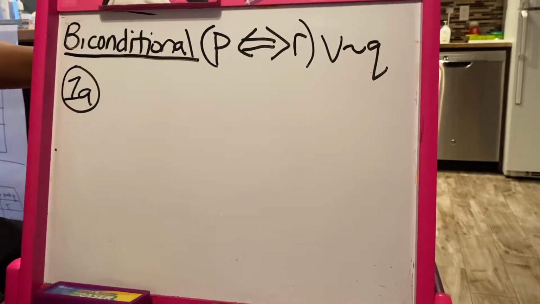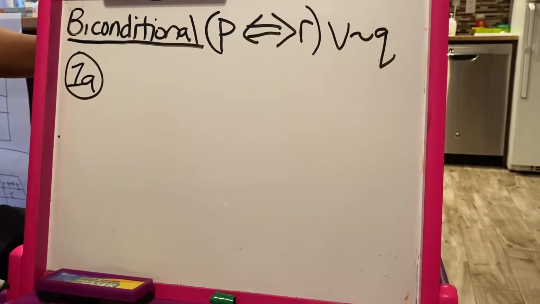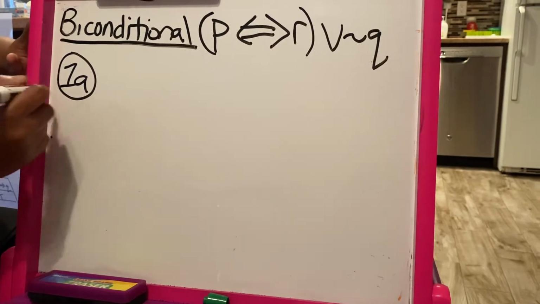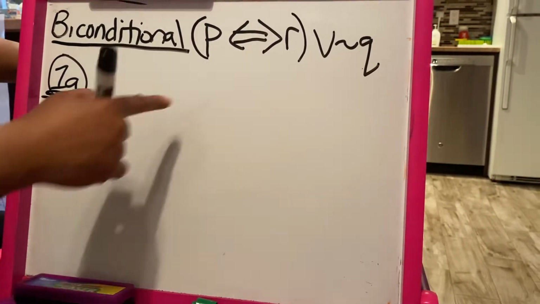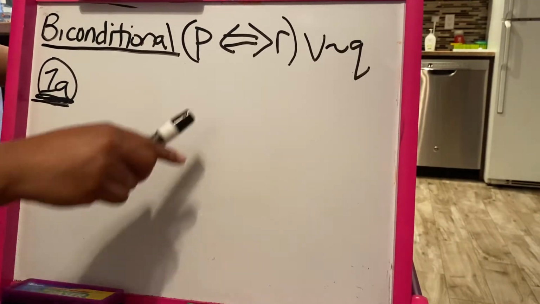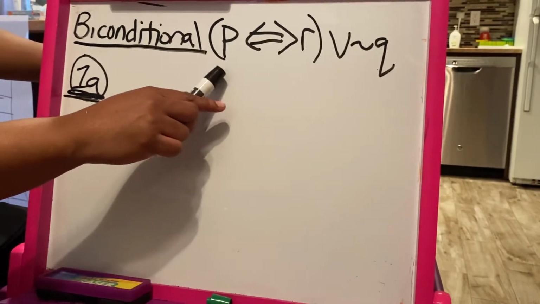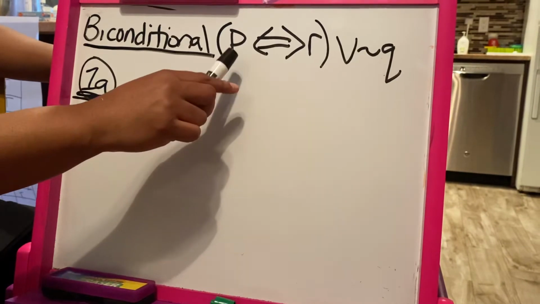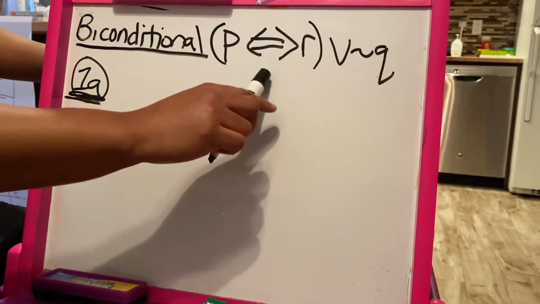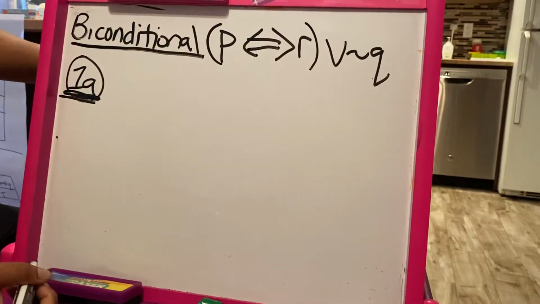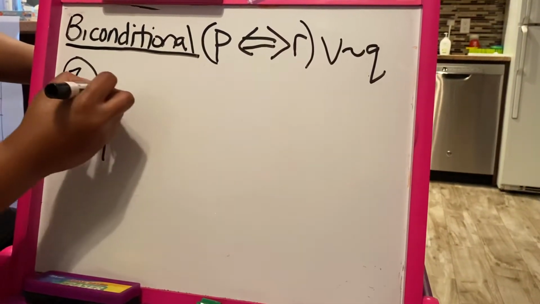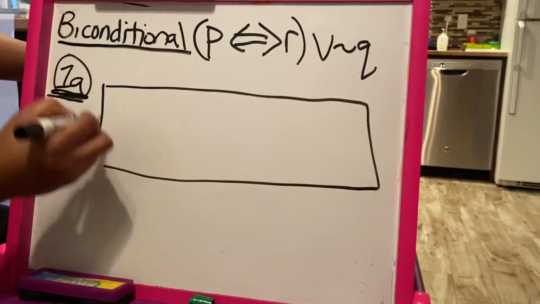All right, so we're gonna do an example of a new biconditional problem. So on your practice problem sheet, this is problem 1A. This problem is asking us to do a biconditional. That means if and only if. So if I do P biconditional R, then a disjunction with not Q. So the first thing we have to do is draw our truth value line.